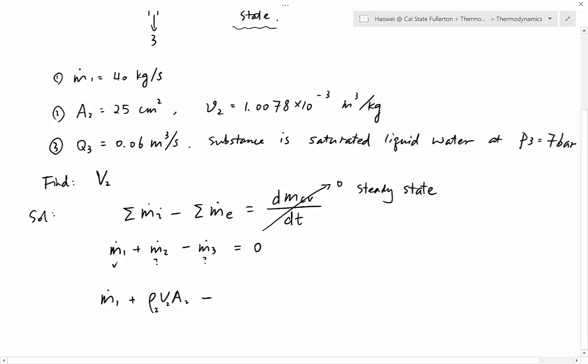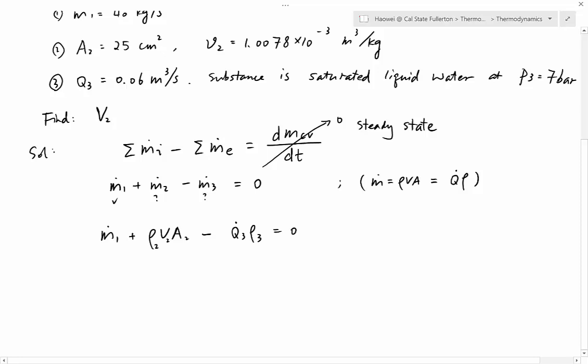How do we write mass flow rate? Do we still use rho VA or do we use something different? Mass flow rate is equal to rho VA from last time and also can be calculated from another equation. What is that? Volume flow rate. Volume flow rate multiplied by density is equal to mass flow rate. So for m dot 3, I'm going to use this equation, Q dot 3 times rho 3. Why? Because Q dot 3 is already given.